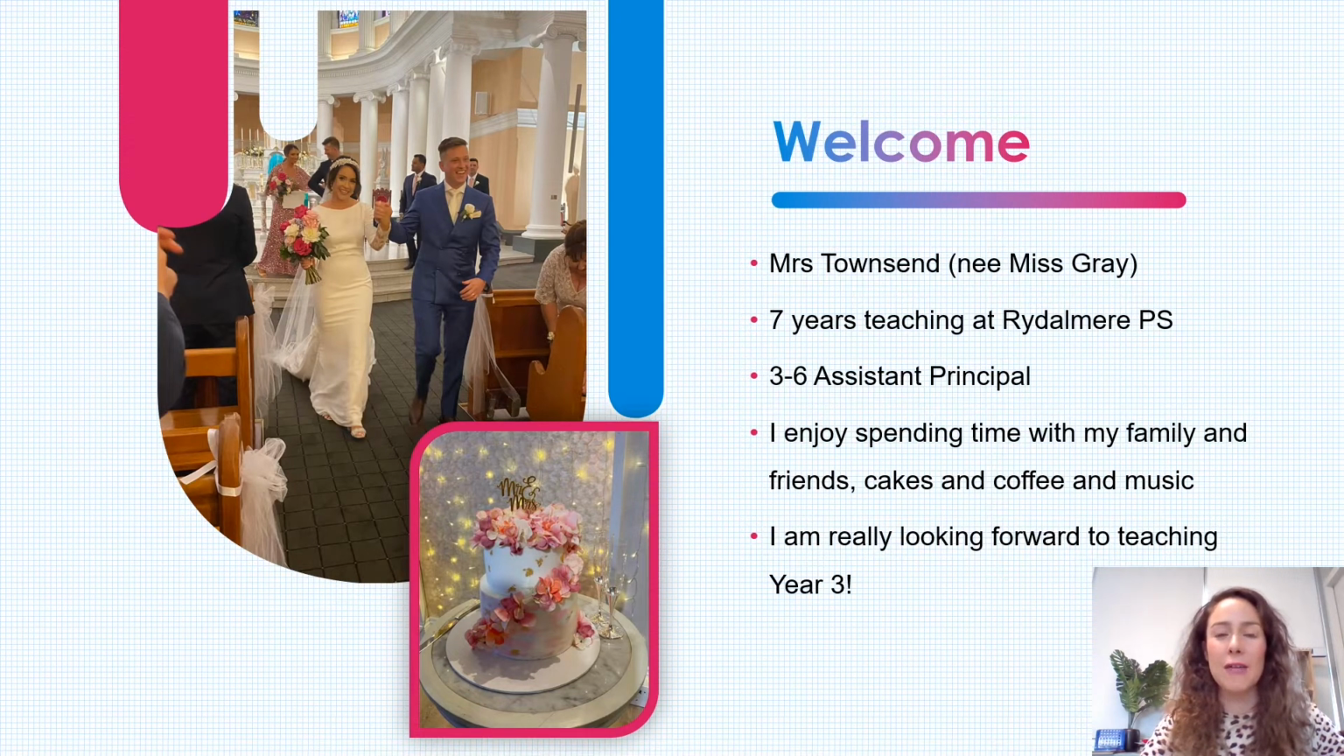I've been working at Rydalmere Public School for 7 years now, and I'm also the 3 to 6 assistant principal. I'm really looking forward to teaching Year 3 this year. I've been on 5-6 for the last couple of years, and I'm really excited to come down to Year 3 because it will give me the full range of teaching 3 to 6 and the understanding of what it means to be a 3 to 6 assistant principal, which I'm really passionate about.